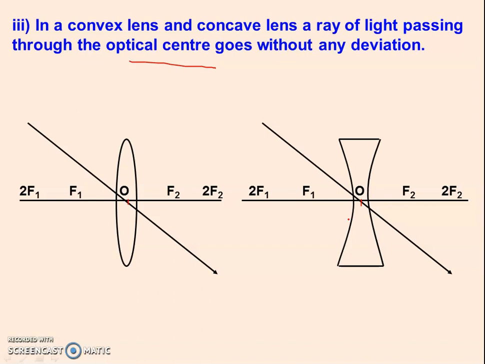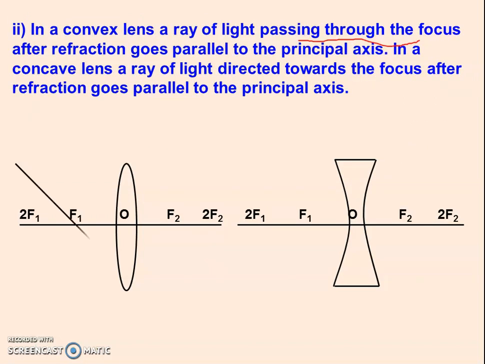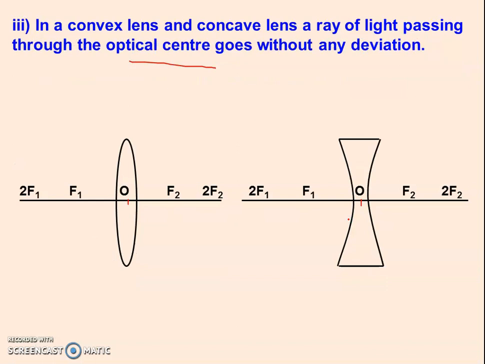So these three rays are to be used for the image formation. First case, the ray parallel to the principal axis passes through its focal point or appears to be coming out from the focal point. In the second case, the ray going from the focal point at a convex lens becomes parallel to the principal axis. But when a ray is trying to go to the focal point incident at a concave lens, it becomes parallel to the principal axis.